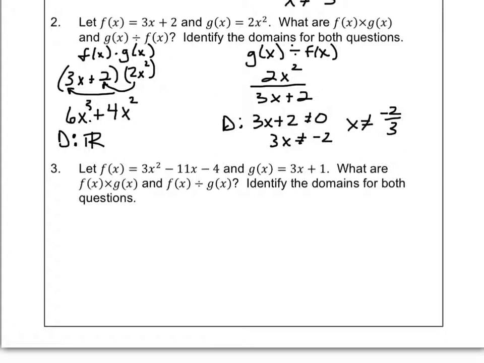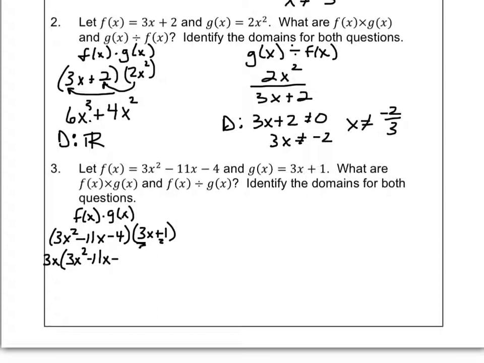Okay, let's take a look here at problem number 3. Again, I'm finding f of x times g of x. So f of x is 3x squared minus 11x minus 4 times g of x, which is 3x plus 1. Now, this is the case of a binomial times a trinomial. 2 terms times 3 terms, so I have to use the distributive property. And what I'm going to do is I'm going to break apart this binomial. I'm going to take 3x times everything in the trinomial. And then I'm going to take the other part, which is 1, and take that times everything in the trinomial.